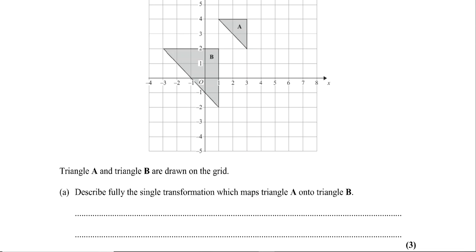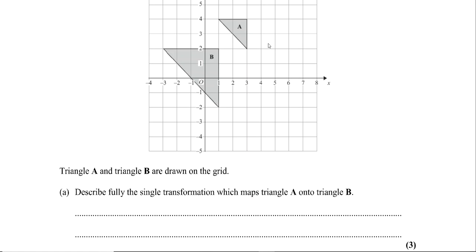Okay, so we've got this first question. It says A and B are drawn on the grid. Describe fully the transformation which maps A onto B. That's important, which direction it goes. A onto B means A is the object, B is the image. So it goes from A to B.